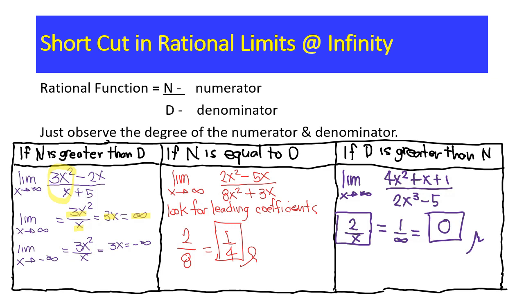If we are asked to find the limit of 3x squared over x as x approaches negative infinity, it will yield negative infinity. Now, in this second example, the limit of 2x squared minus 5x all over 8x squared plus 3x as x approaches positive infinity. If we try to notice, the degree of the numerator and the degree of the denominator is equal. That is x squared.